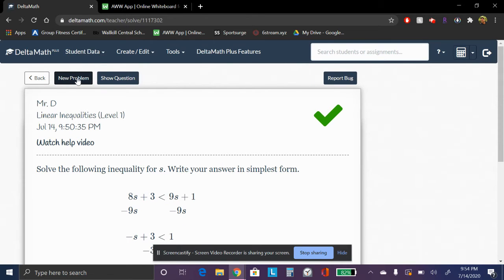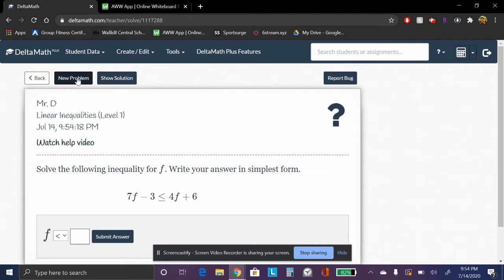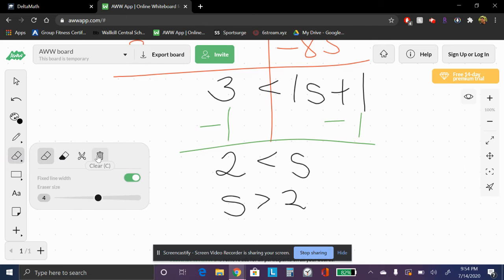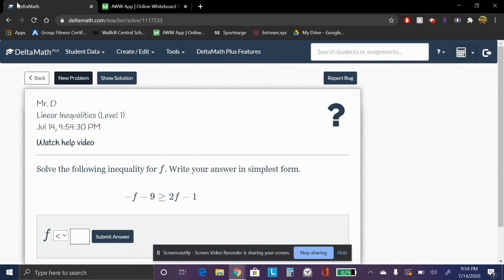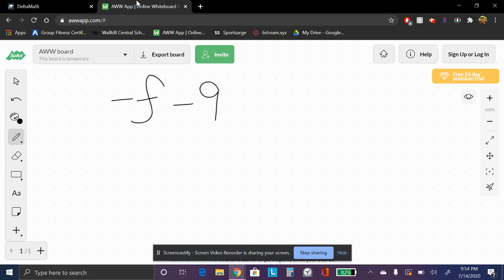All right, let's look at a new one. Here's a good one. Negative f minus 9 greater than or equal to f minus 1.